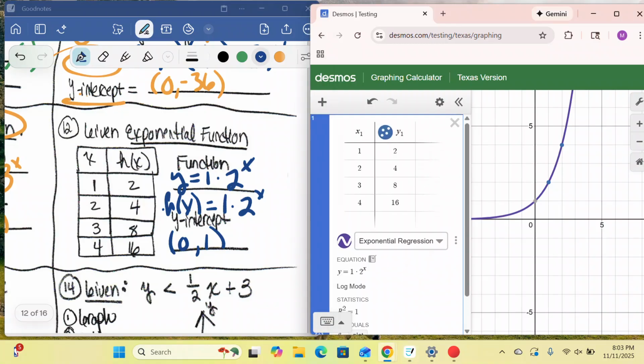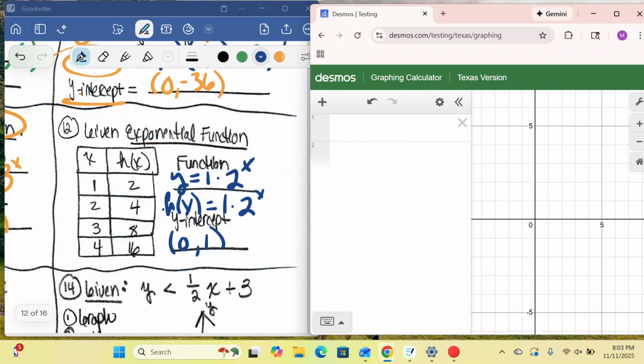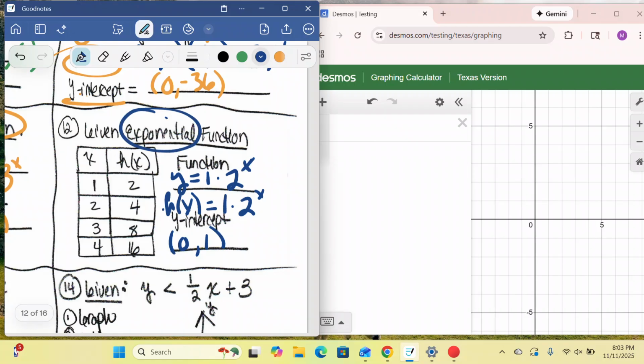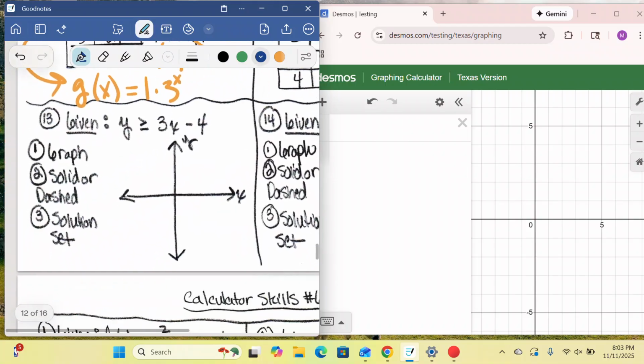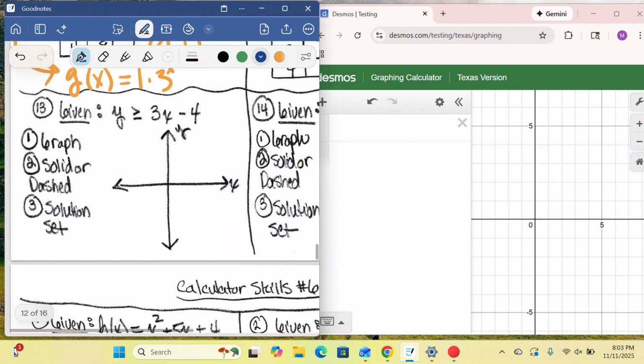So once again, if you have any questions in regards to exponential functions, you have to make sure you change it to exponential. Let's go ahead and go over our last two problems. Given that y is greater than or equal to 3x minus 4, number 1, you're going to graph it. Number 2, you're going to tell me whether it's a solid line or a dashed line. And number 3, you're going to give me a solution set for this inequality.